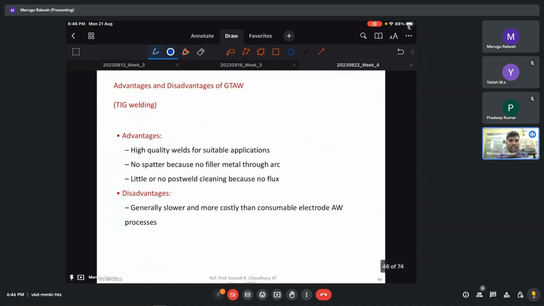So these are the advantages and disadvantages of TIG welding. Very high quality weld for suitable applications. No spatter because no filler metal is used. Little or no post-weld cleaning because no flux is used. But the only disadvantage is it is generally slower and more costly than consumable electrode processes.